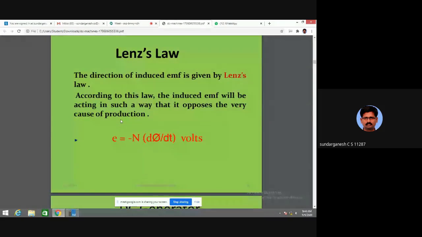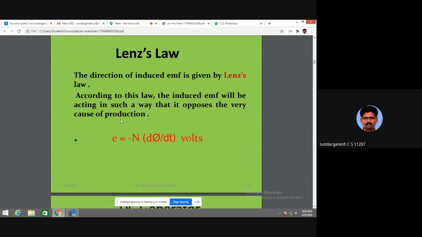Next one is Lenz's law. Whenever there is a coil and you are giving a current, when the current flows through the coil, it will produce a flux. This flux will create an EMF that is known as induced EMF. How can we determine the induced EMF? This was found out by Lenz. Lenz's law indicates the direction of the induced EMF and how much EMF is induced in the particular coil.